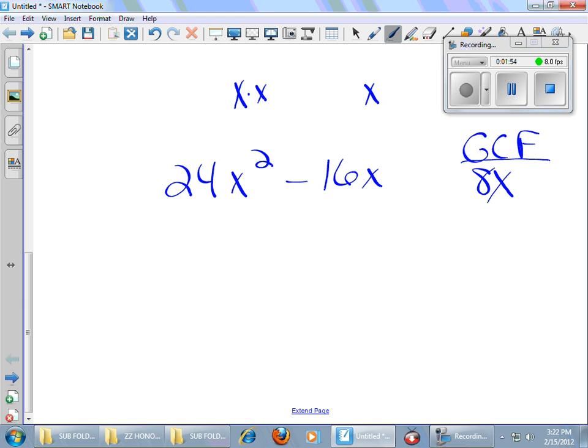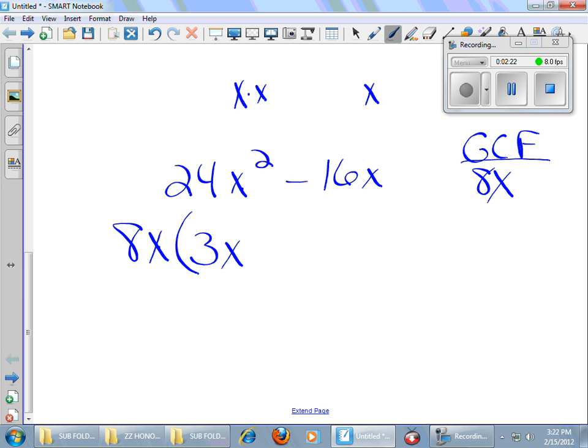I'm going to undistribute out that 8x. So I'm going to pull an 8x out. Well, let me ask you this. If distributing uses multiplication, undistributing must use, what's that, Haley? Yes, you're right. It's division. It must use division. So if I divide out an 8x from here, 24 divided by 8 is 3. X squared divided by x is x.